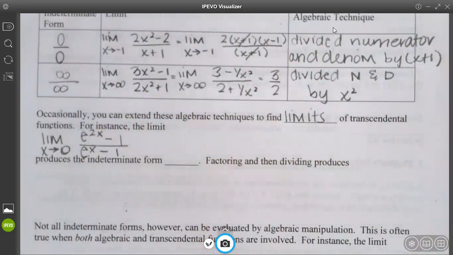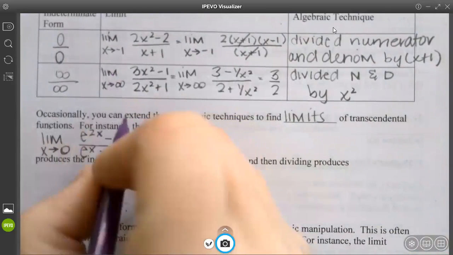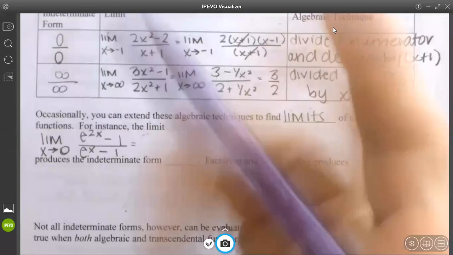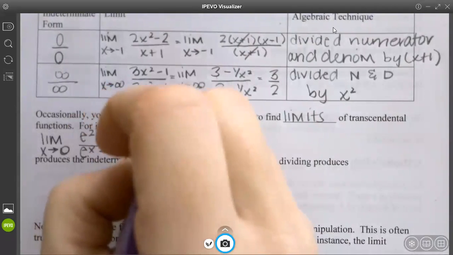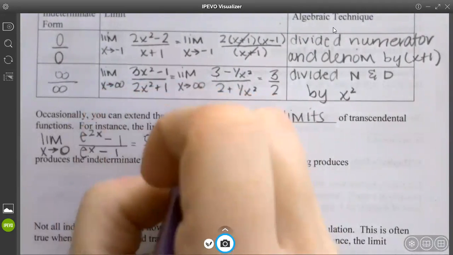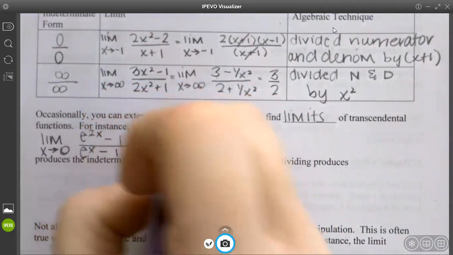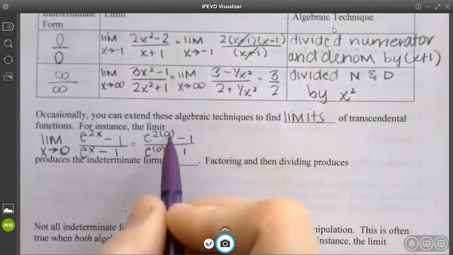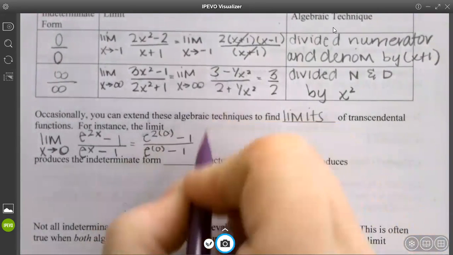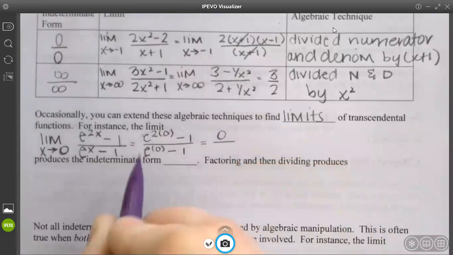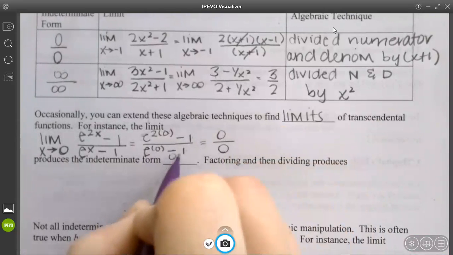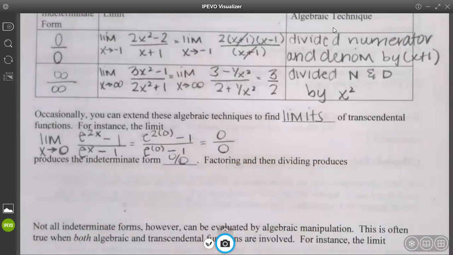When I do direct substitution on the top, we would have e to the 2 times 0 minus 1. And then we would do it on the bottom as well. 2 times 0 is 0, anything to the 0 power is 1, minus 1 is 0. On the bottom, anything to the 0 power is 1, minus 1 is 0. So it comes up to the indeterminate form of 0 over 0.